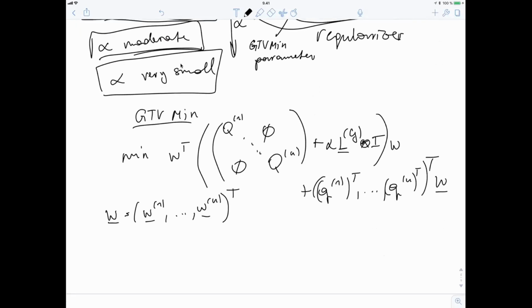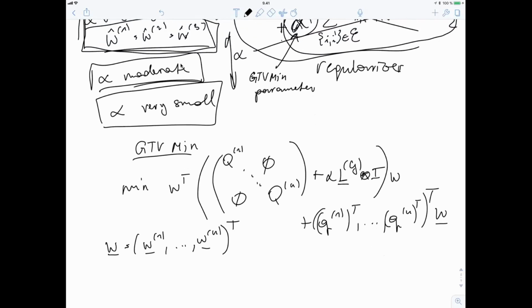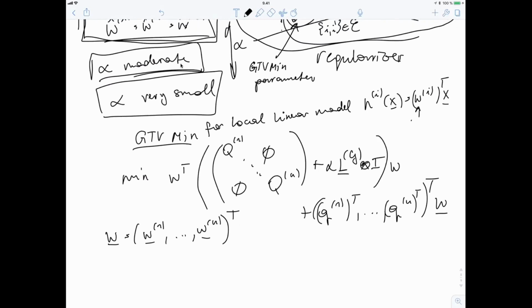So it turns out that, again, GTV minimization, this is a special case for local linear models. When you want to train a local linear model, at each node we want to find a hypothesis map that is a linear combination of the features. But this linear combination is different for different nodes. We want to learn a different weight vector, or potentially different parameter vectors, at different nodes. These are the local model parameters at node i.